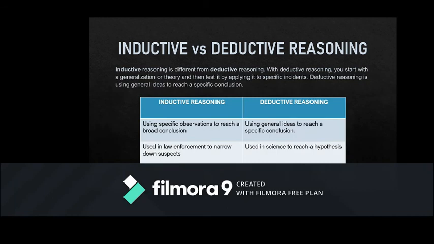In these slides, you can see two tables comparing inductive reasoning and deductive reasoning. First, inductive reasoning: using a specific observation to reach a broad conclusion. Used in law enforcement to narrow down suspects. Next one, deductive reasoning: using general ideas to reach a specific conclusion. Used in science to reach a hypothesis.